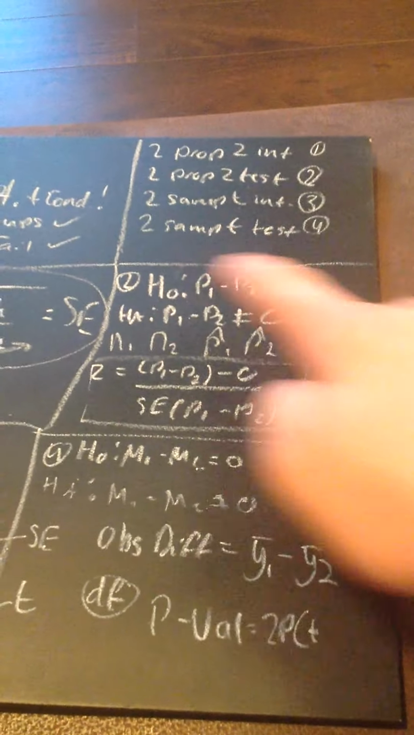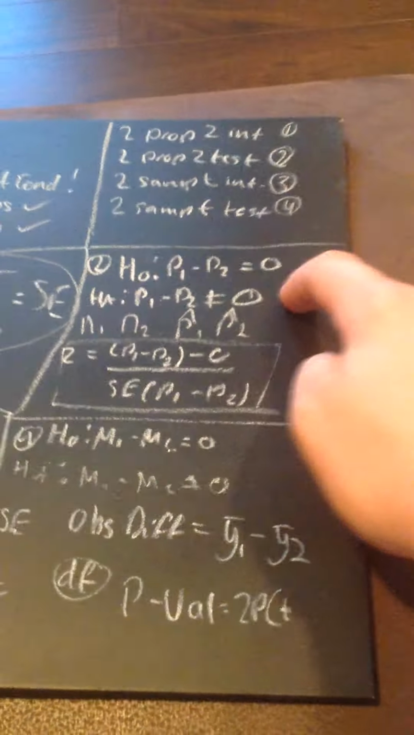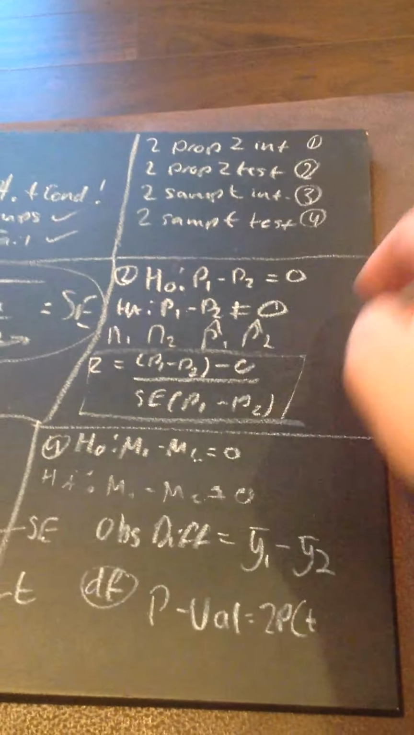Here is the actual work. Here's how it's going to look. It's going to be H0: P1 minus P2 equals 0. Remember to write that down. Always equals 0. P1 minus P2 is always not equal to 0 for the HA.